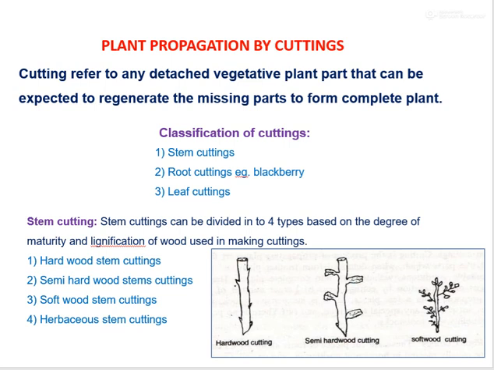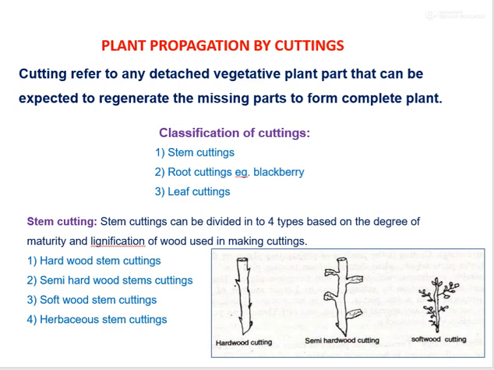In cutting, the classification depends upon the vegetative plant part which we use, just like stem cutting, root cutting, or leaf cutting. The root cutting method is very rarely used, but stem cutting and leaf cutting are a common practice in most of the ornamental plants. So first of all we will study the stem cutting.